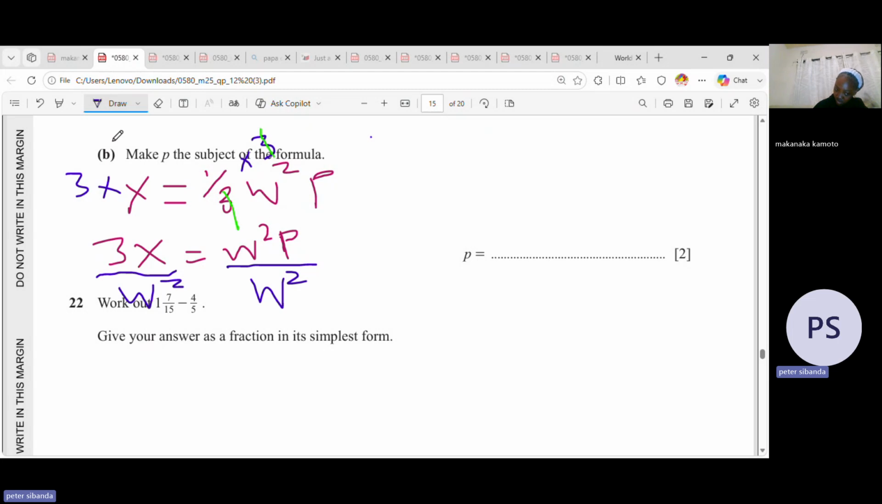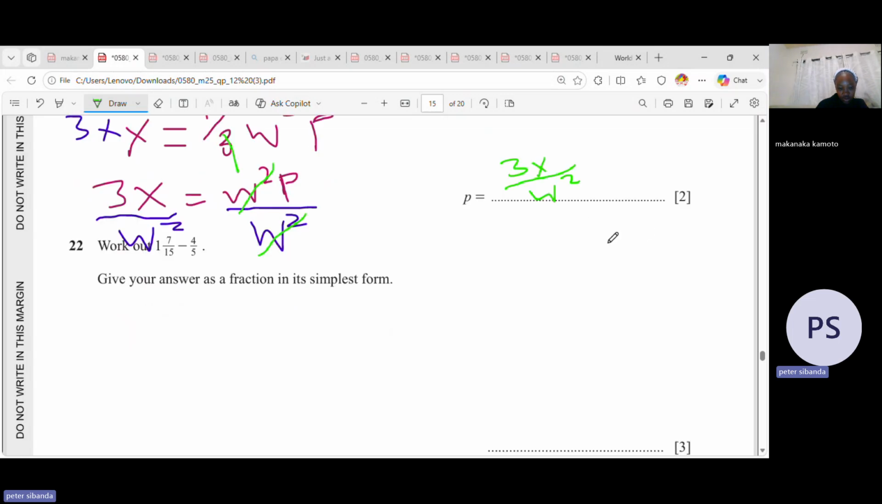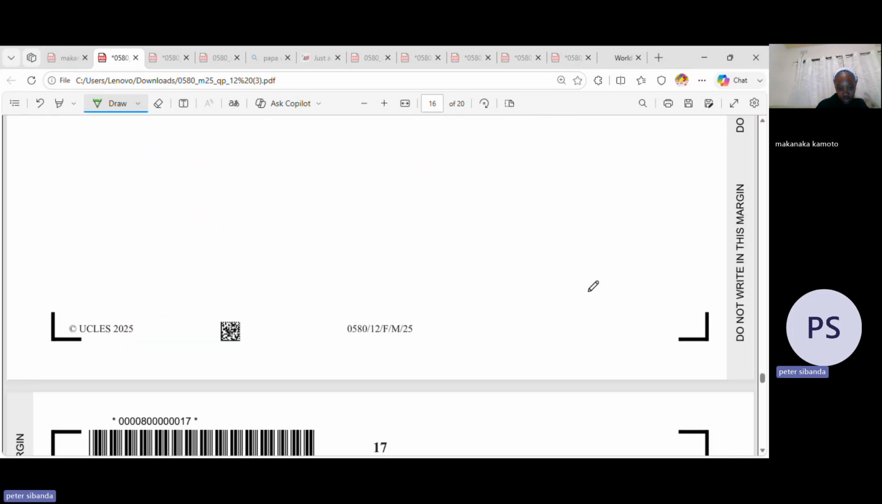This w squared is going to cancel out and leave the p alone. Even if it's looking very ugly like this, we're just going to write p is equal to what? 3x over w squared. Exactly. Done. When making p the subject of the formula, our aim is to isolate p, but we have to do it correctly. And that's what we've done here. And I hope to find more questions where we do these.